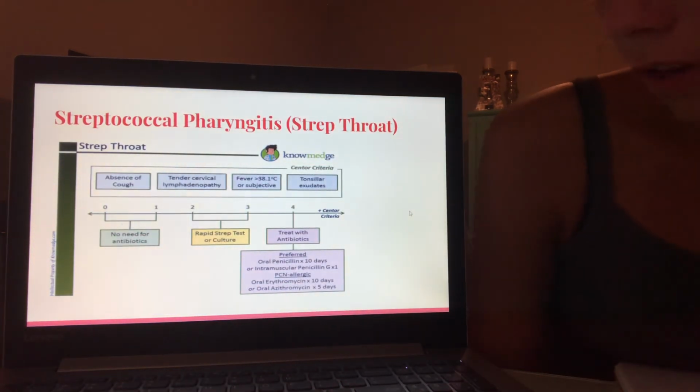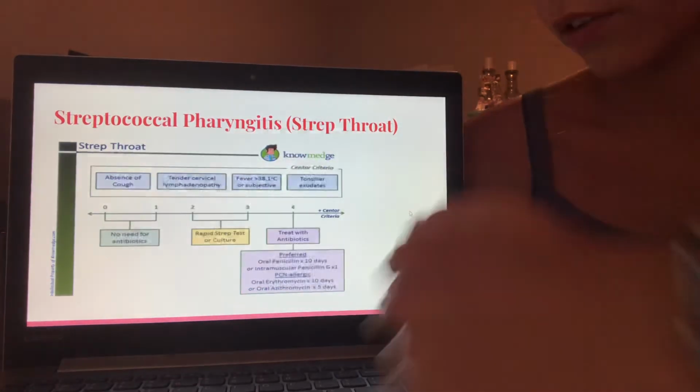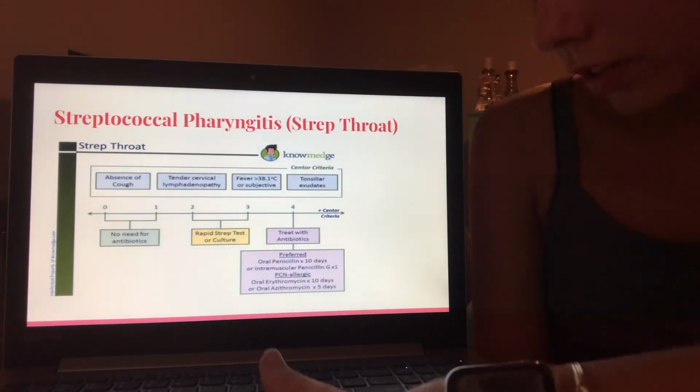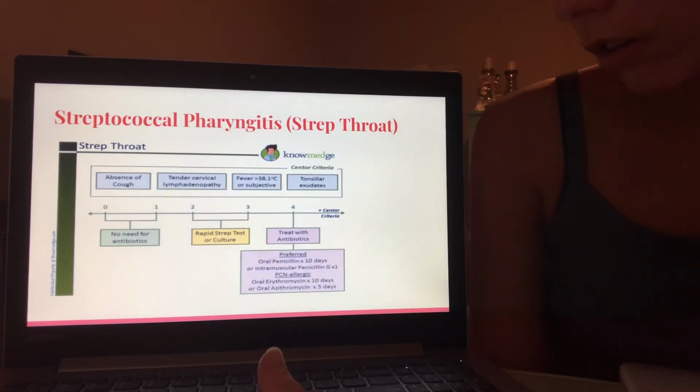So this is showing the scale they use. And then 4, you have treatment with antibiotics.